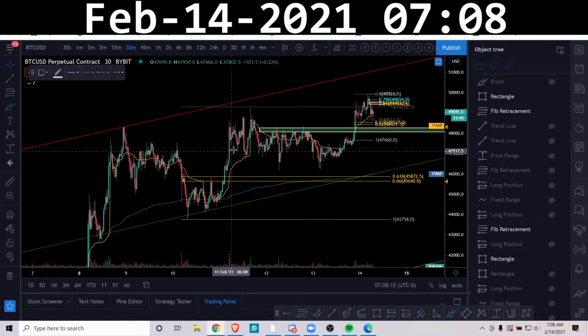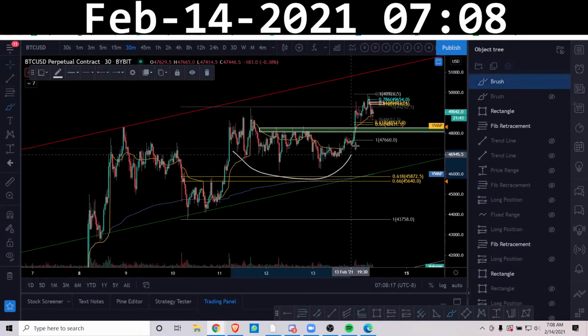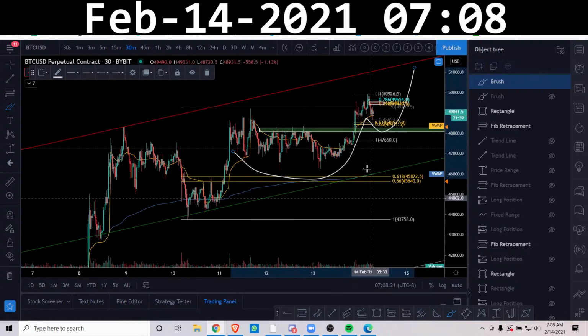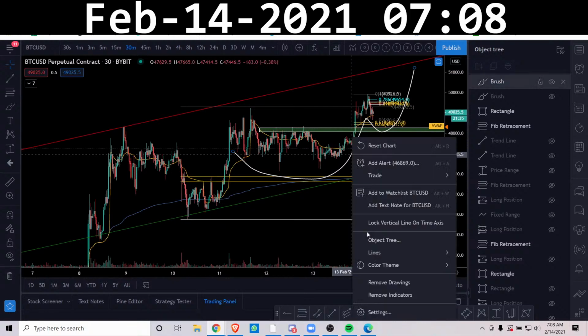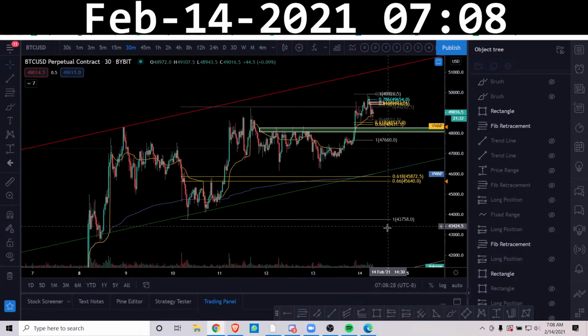You have the form, and then if you came back down, tested that as resistance. I'm gonna hide that. I'm just gonna keep that on my object tree for an idea.